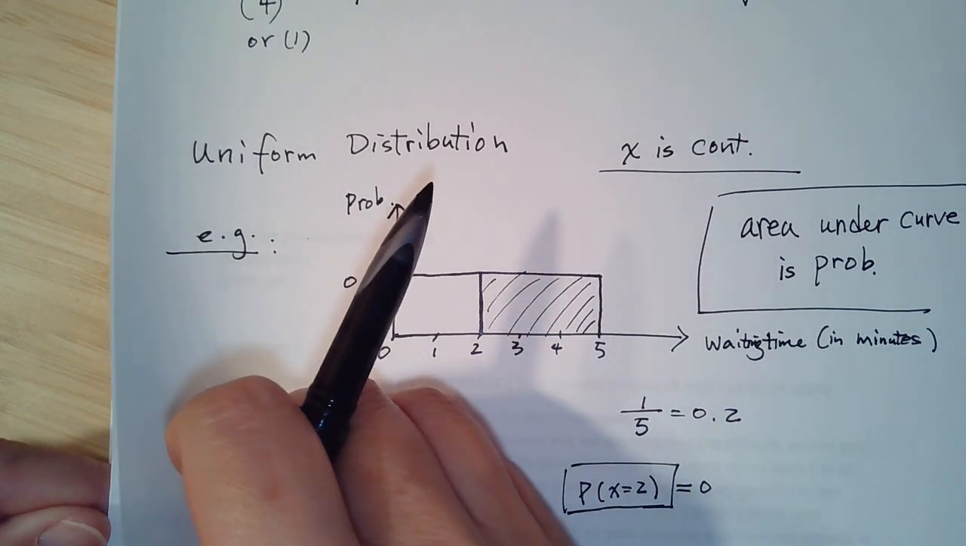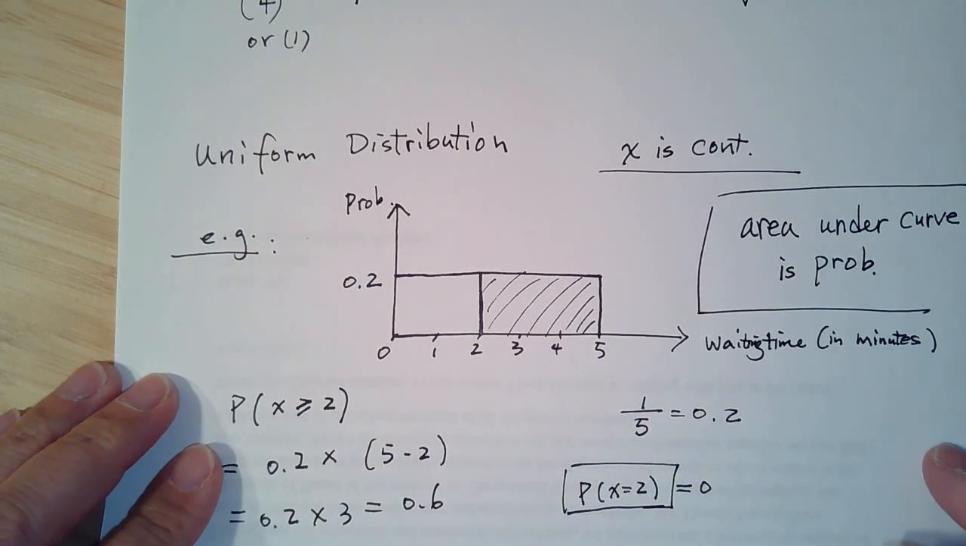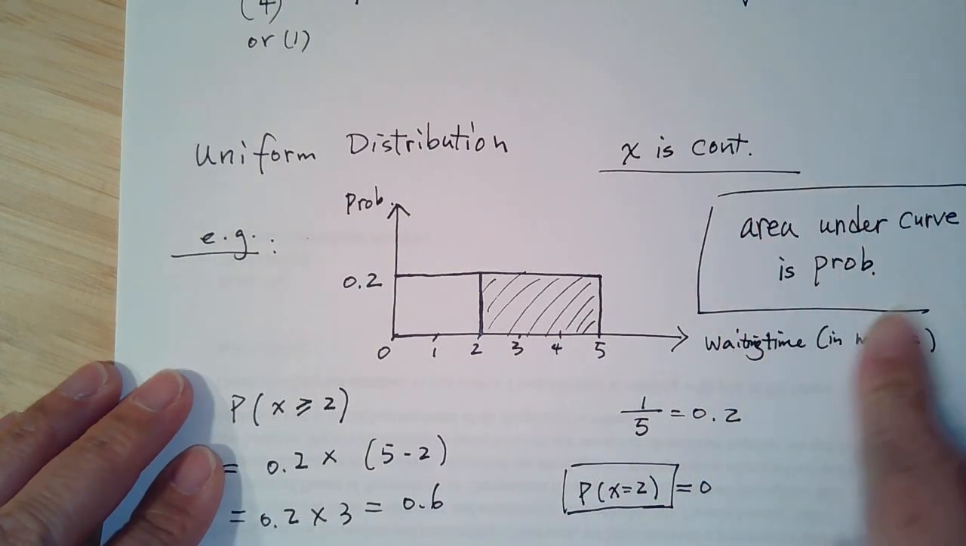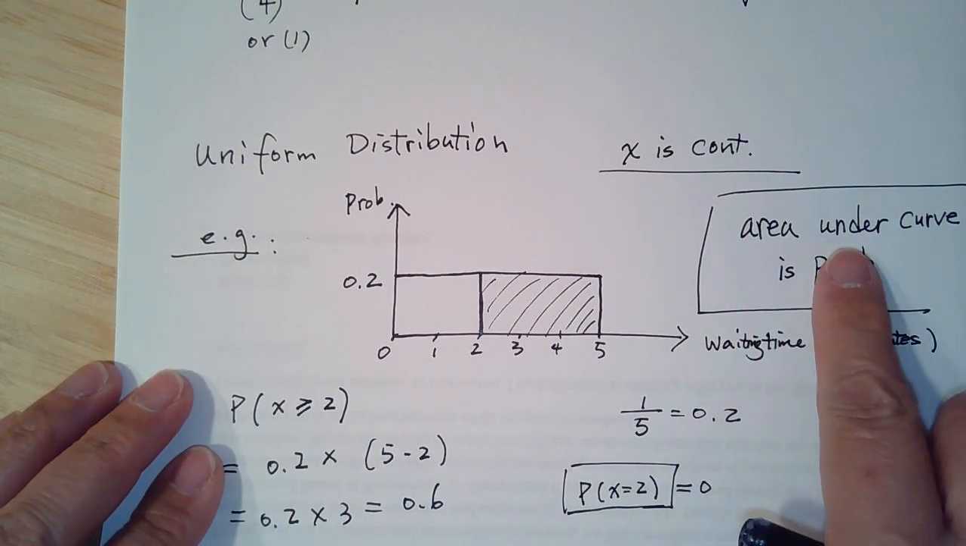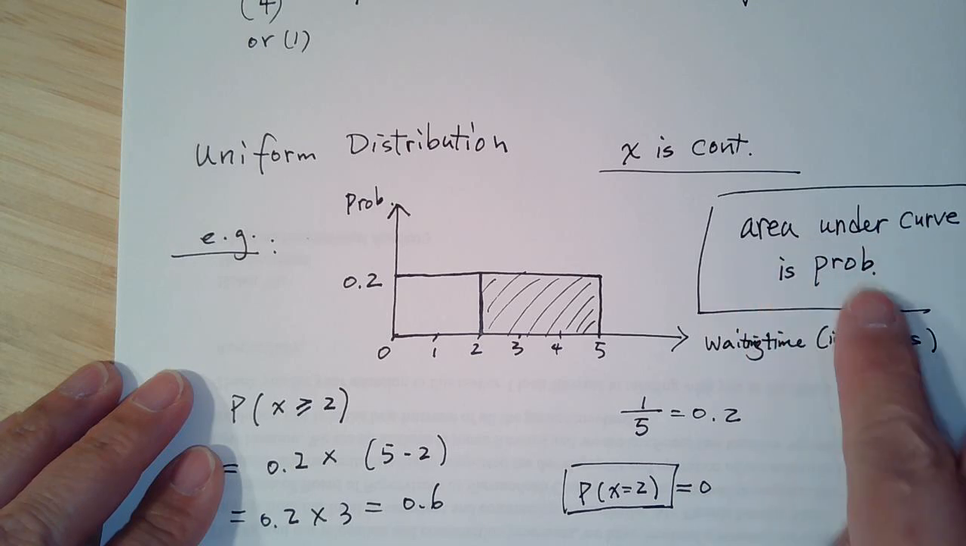All right, so that's the general idea about uniform distribution. It's really nothing hard for uniform distribution, but I want to use this to emphasize this concept: the area under the curve is the probability.